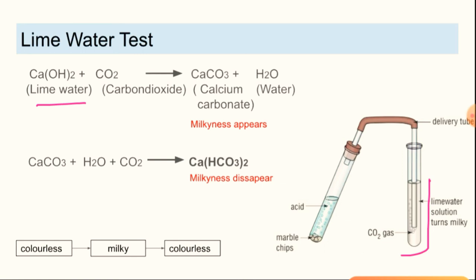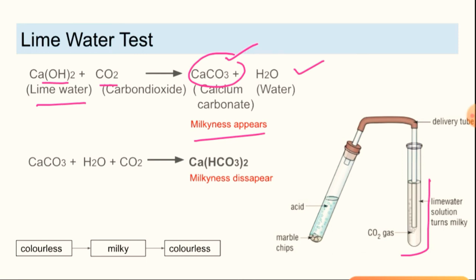So when we pass carbon dioxide through this calcium hydroxide, this transparent solution turns milky, because it forms calcium carbonate. So when calcium hydroxide reacts with carbon dioxide, it forms calcium carbonate and water is generated. I'll explain this reaction afterwards, but first of all just remember that lime water turns milky here, and this milkiness appears because of calcium carbonate.